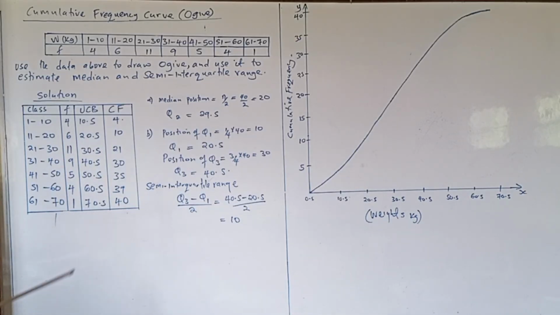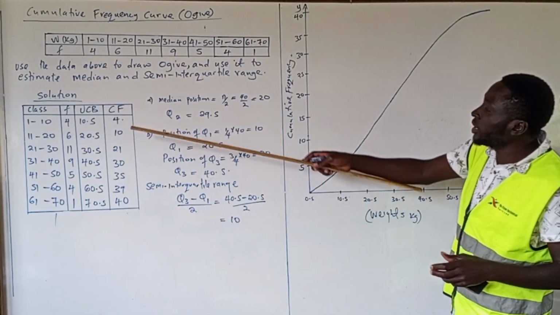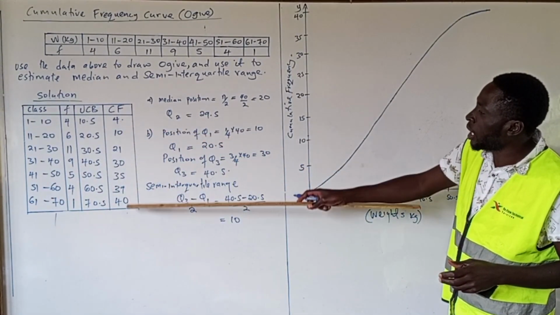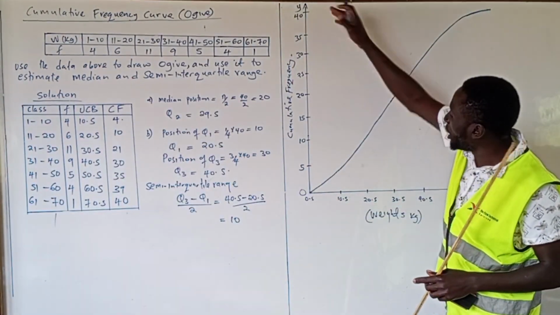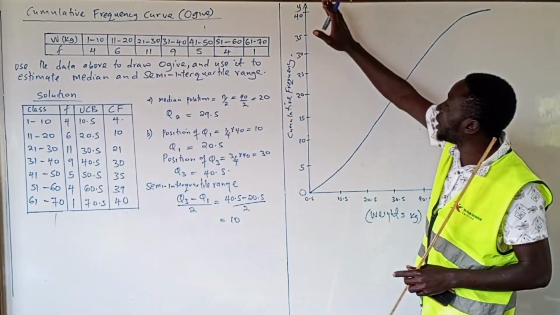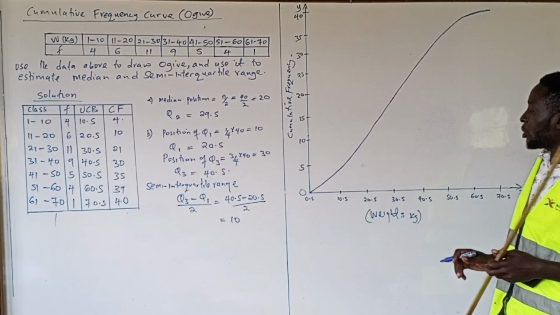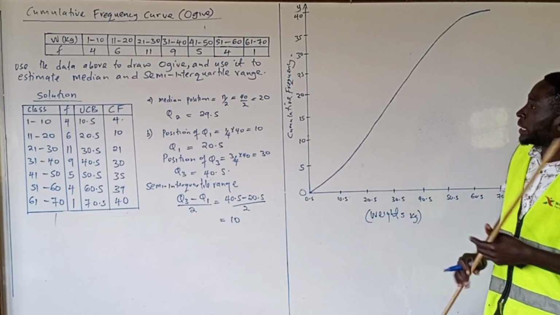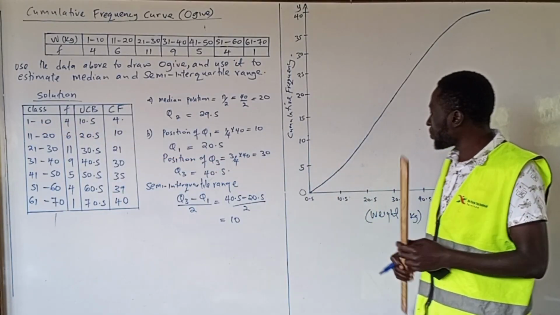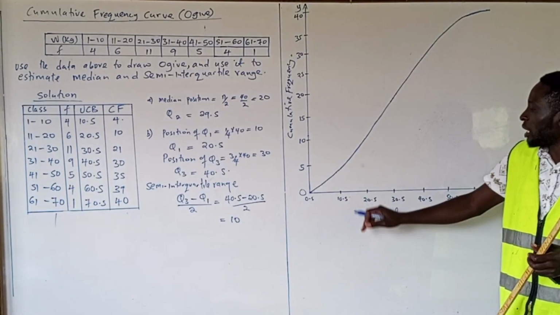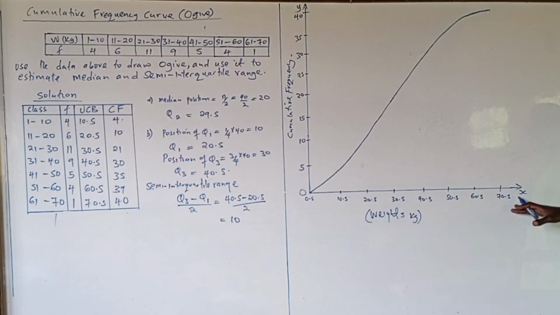Then you go and draw your graph, y and x axis. You check the values for the y axis, from 4 up to 40. The values start from 0 on the y axis, then 5, 10, 15, up to 40. On the x axis we are plotting upper class boundaries, which start from 0.5. The class here starts from 0.5 to 10.5. So 0.5, 10.5, 20.5, 30.5, 40.5 up to 70.5.